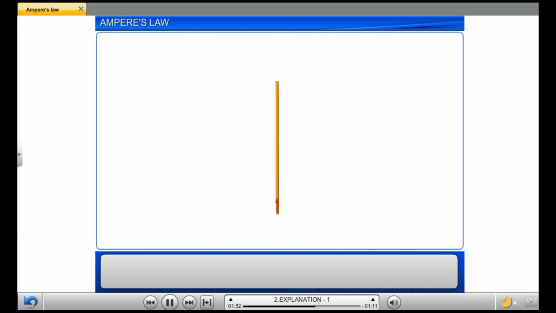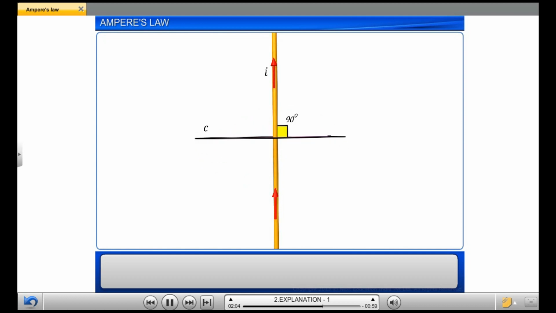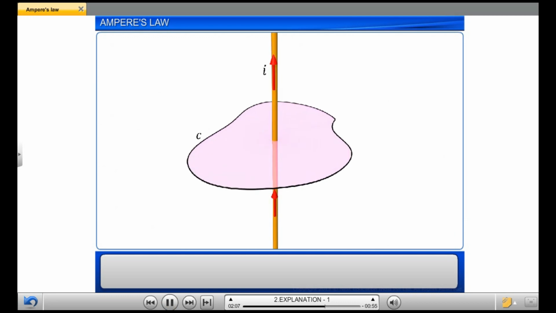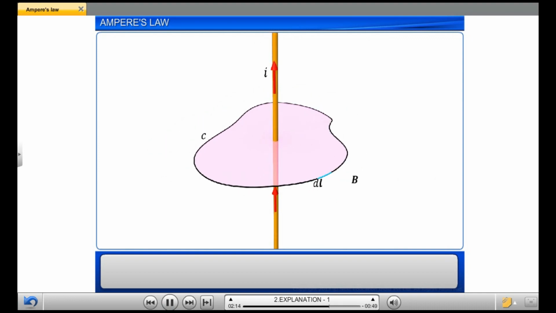Let us consider a conducting wire carrying a current I. Consider a closed loop of any arbitrary shape around the conducting wire in a plane perpendicular to the plane of the conducting wire. Consider a small element of length dl on the boundary of the closed loop. B is the magnetic induction due to the current I passing through the conductor at the small element of the closed loop.